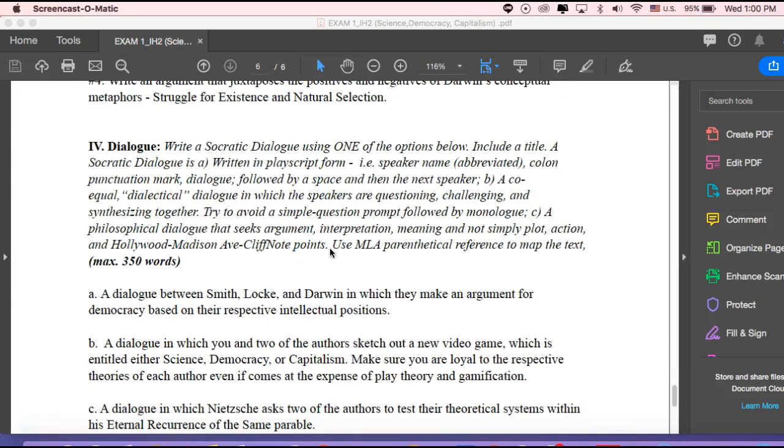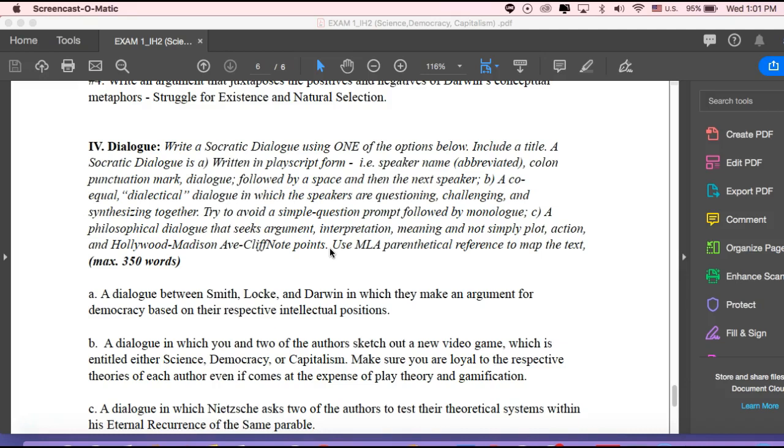Write a Socratic dialogue. So, using one of the options below, a Socratic dialogue is a philosophical play. So you have people talking to each other in dialogue form. You want to write it in play script form, and then you want to have a philosophical debate break out where the interlocutors in the dialogue are arguing among themselves, trying to find points of commonality and points of difference.